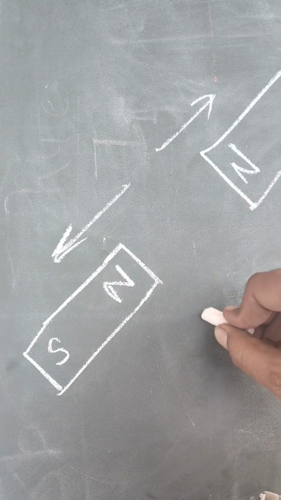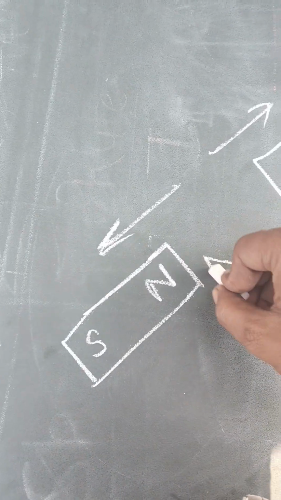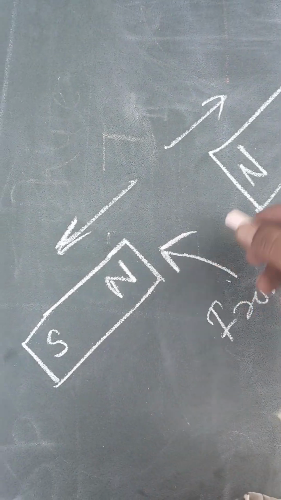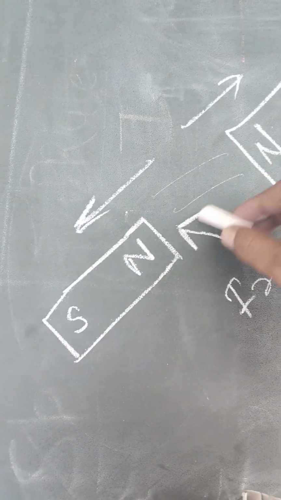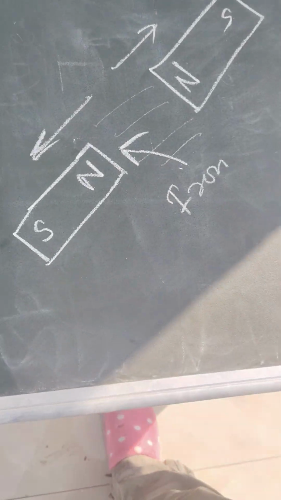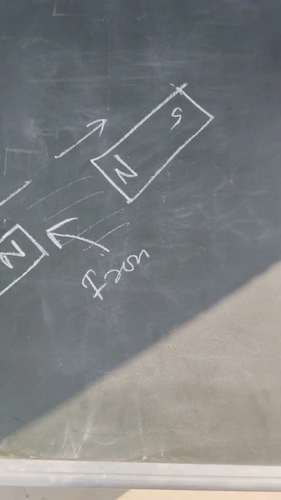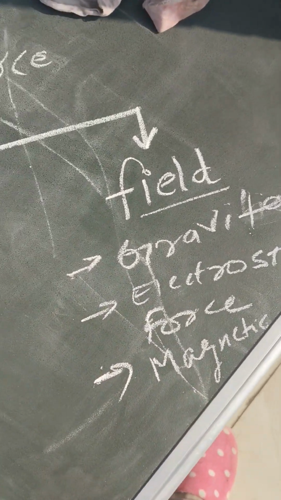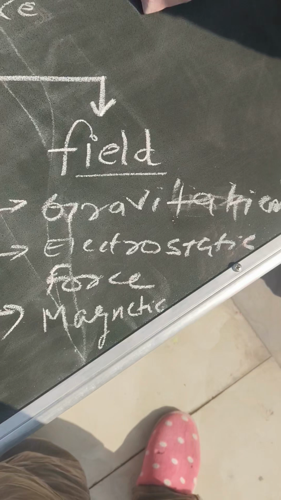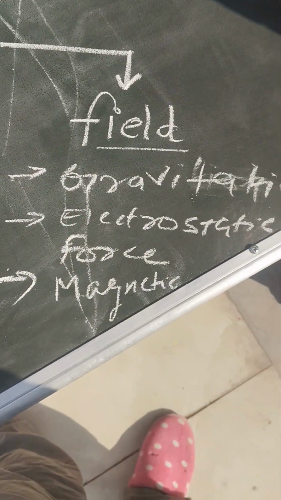And iron is attracted towards a magnet, at this pole or this, depending on distance. So there is no contact between these two magnets, still they are exerting force on each other. This is called magnetic force, and these kinds of forces are called field forces. I'm not going into all the forces now.